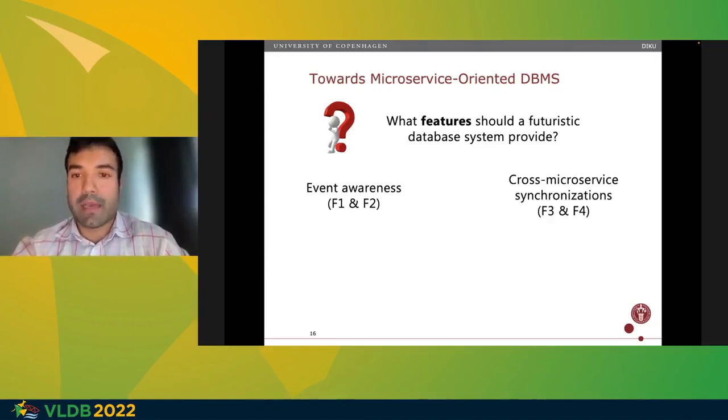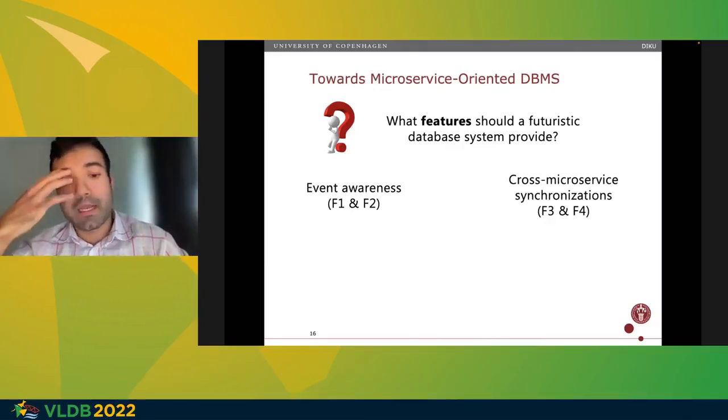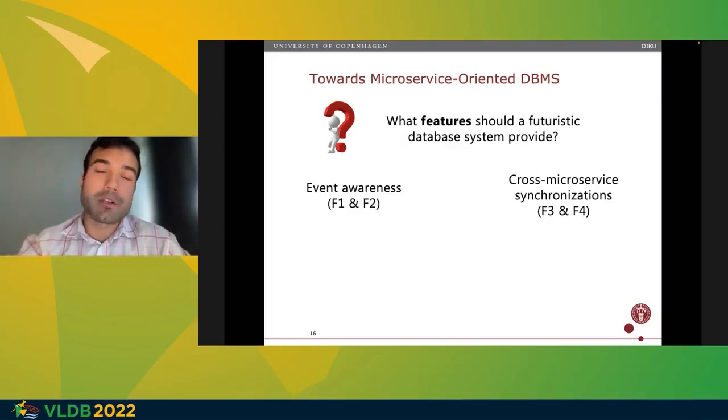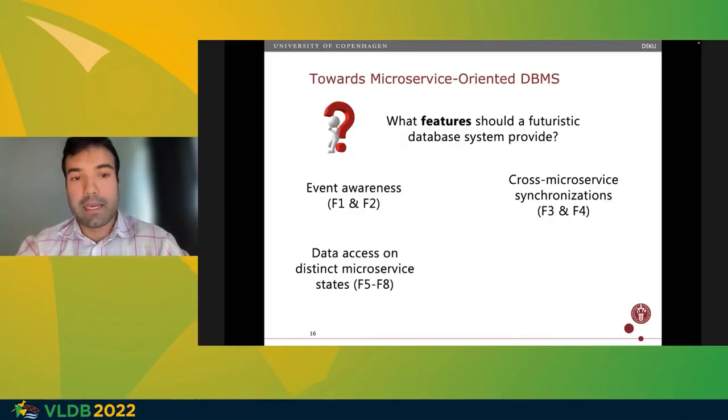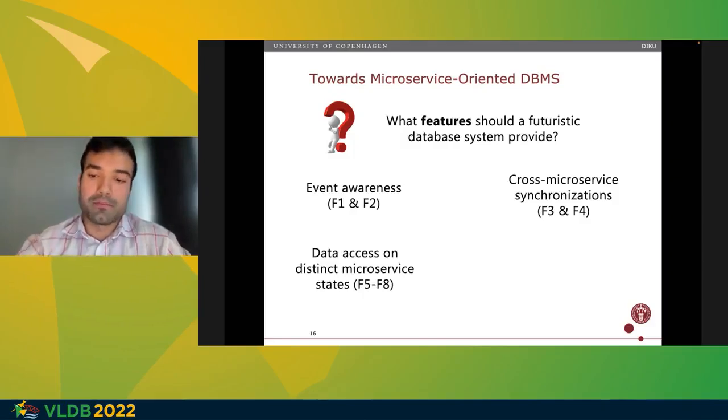In addition, as we have mentioned before, cross-microservice synchronizations are important in this architecture. The challenge here is, at the same time as allowing microservices to remain highly consistent, to also allow them to remain loosely coupled. Next, accessing data on distinct microservice states. So cross-microservice querying is an important requirement for these architectures, but at the same time, a database system should respect the data sovereignty of each one of these private states.